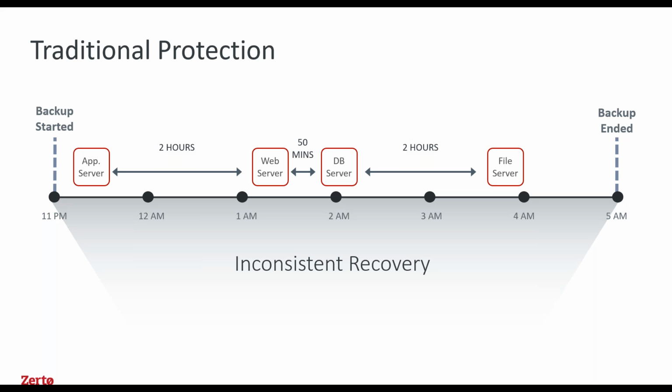So with traditional protection, we're going to have big gaps between when we've actually protected that server and protected the next one. So when we're coming to recovery, it's an inconsistent recovery because there's going to be from 2, 3, 4, 5 hours difference. So we're going to start going into things like redo logs on DB servers, and the file server isn't going to potentially have the files needed that the app server requires, etc., etc. So we come into this inconsistent recovery piece.